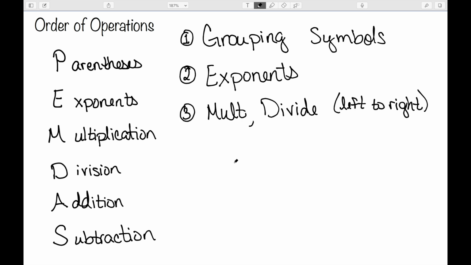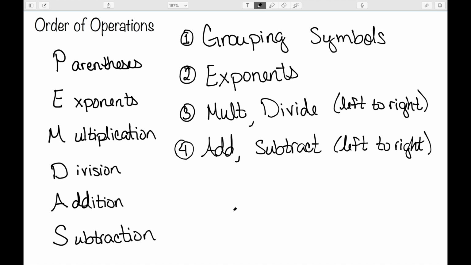Next, we want to multiply and divide left to right, so we are actually doing these in the same step. We read our problem from the left to the right and perform any multiplication or division as we come across them. We then add and subtract, once again moving from left to right. So multiply and divide are actually at the same level. We do them at the same time. Same thing with addition and subtraction. So let's look at some examples.